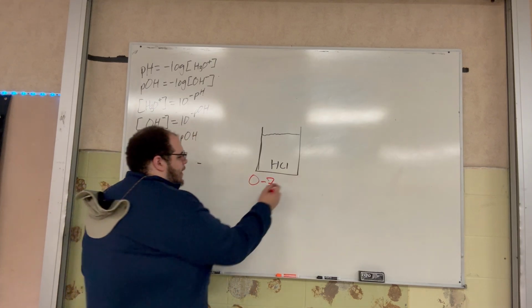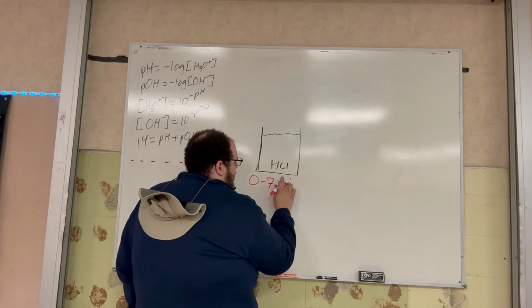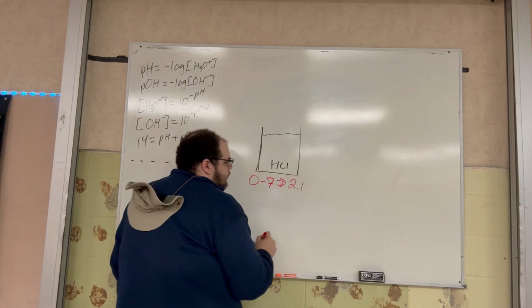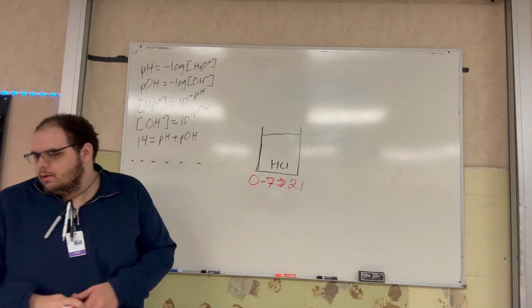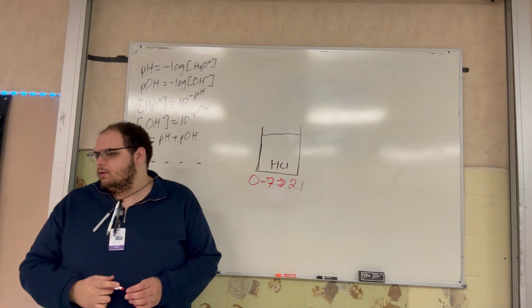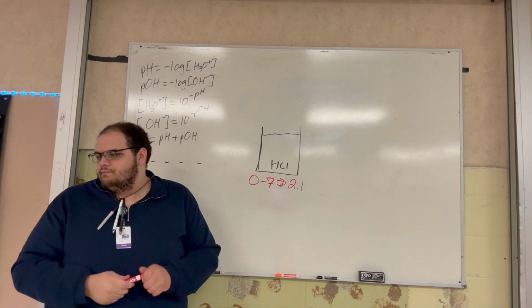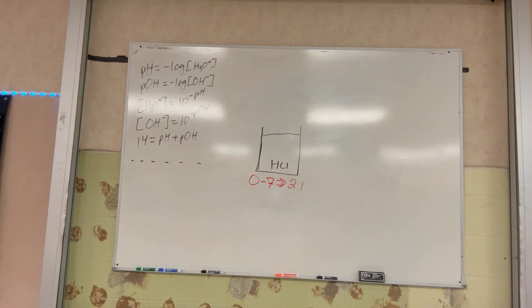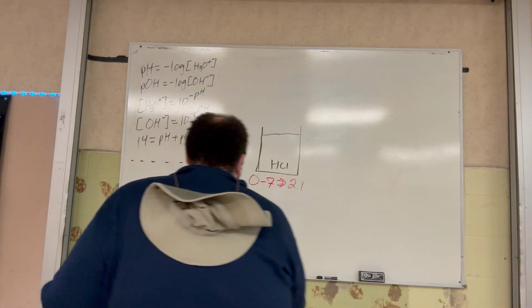Well, let's just say, I'm going to make this up, the pH is actually going to be 2.1. What would its pOH be? Well, if we look, 2.1, that's like 0, 1, 2, right about there. So if we come over, that's about 12.9 is what the pOH is.